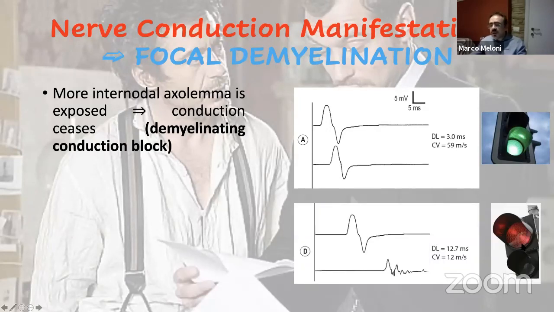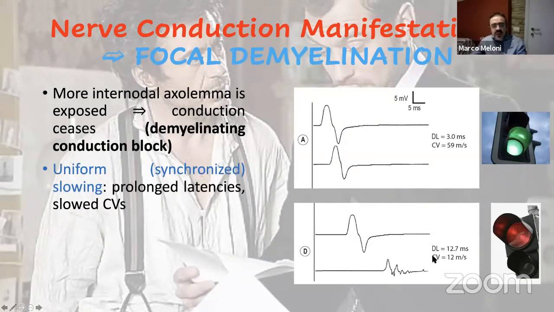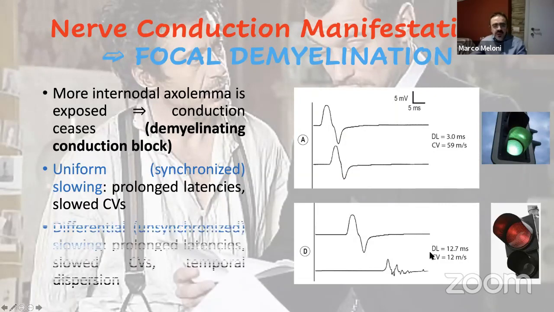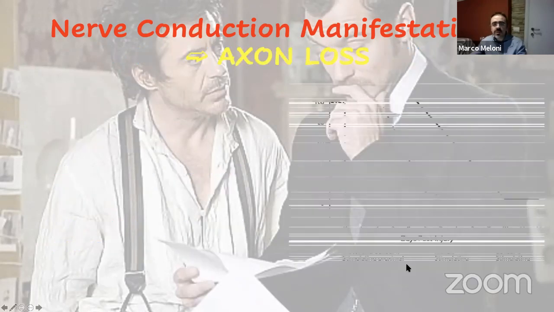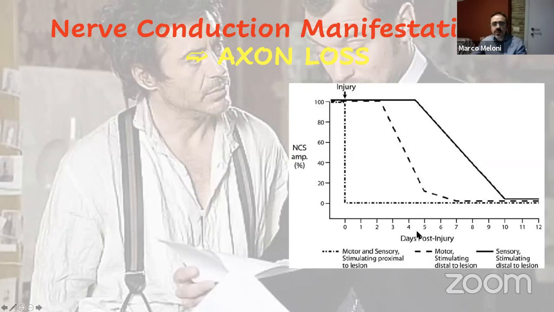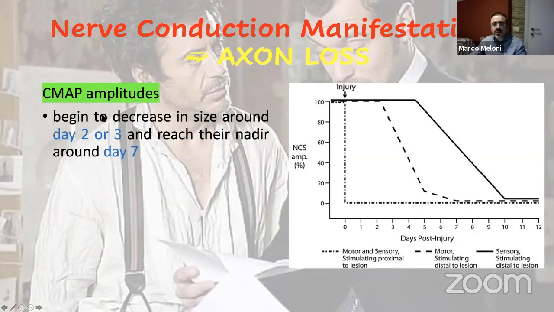So in this case, the red line, there is a slowing and an increase, we can see, of duration, with prolonged latency, slower conduction velocity, and temporal dispersion, because we have a loss of synchrony. When we have axon loss, it is very important to remember that the compound motor action potential begins to decrease around the second, third day. We can see here this line of compound action potential, and they reach the nadir at 7 days. That's why doing a nerve conduction study immediately after the trauma is not helpful at all.